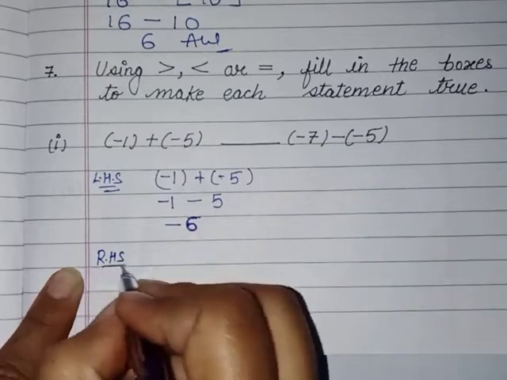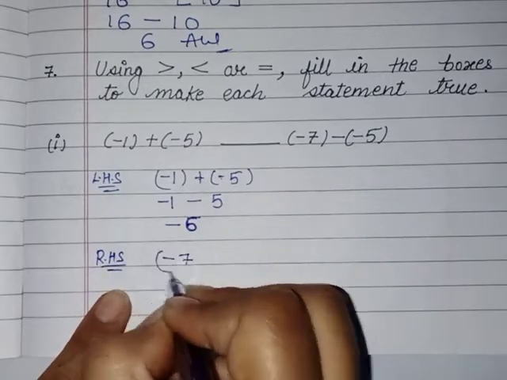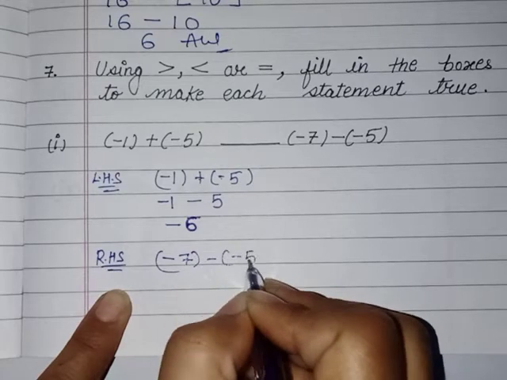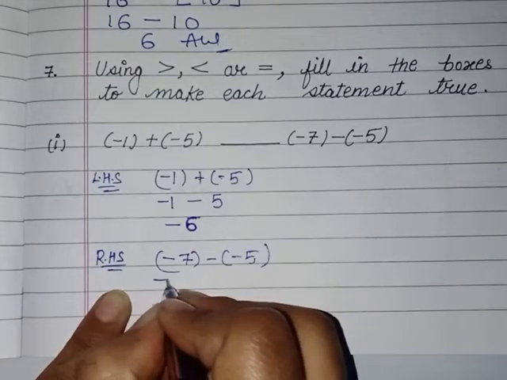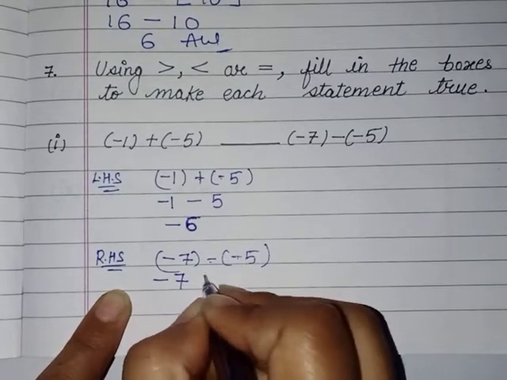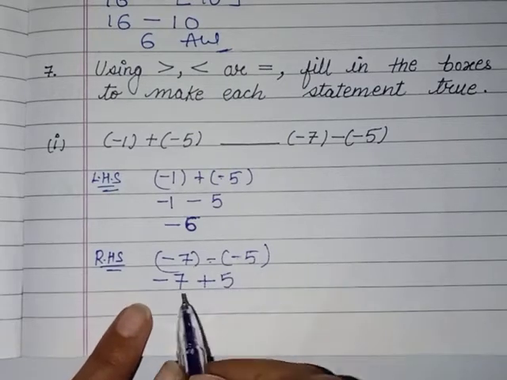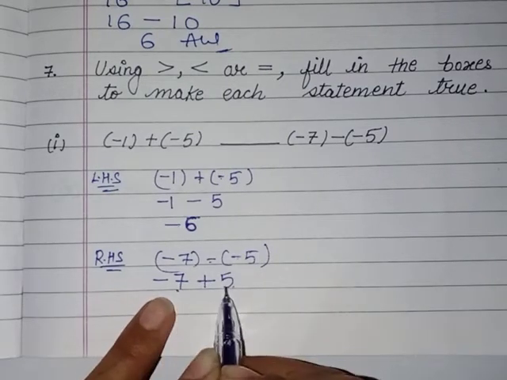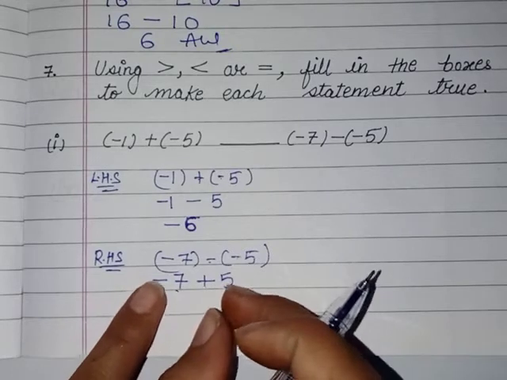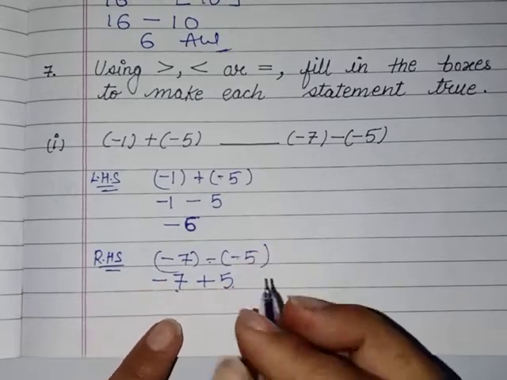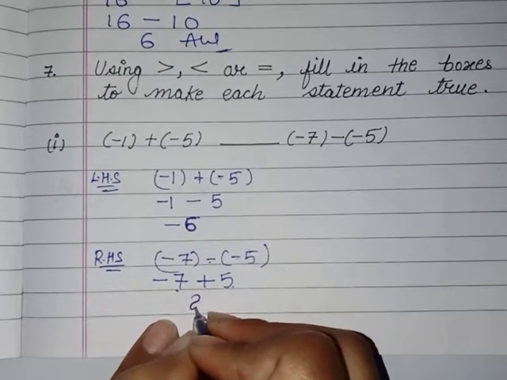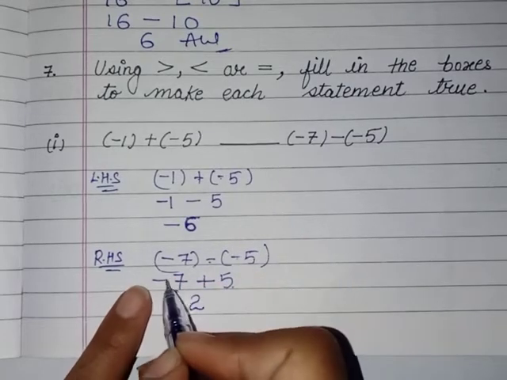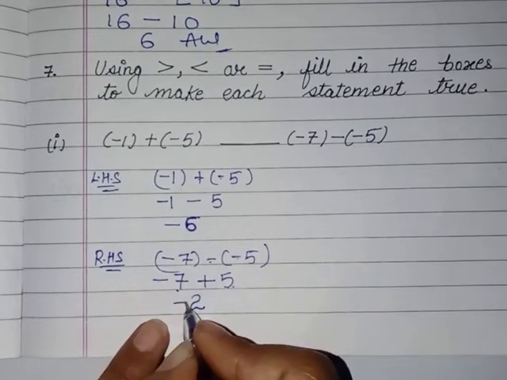-7 minus -5. Firstly open the bracket. -7 minus plus 5. Sign of both the numeral different, so you will subtract them. 7 minus 5 is 2, and sign will be of greater numeral, which is 7 minus.